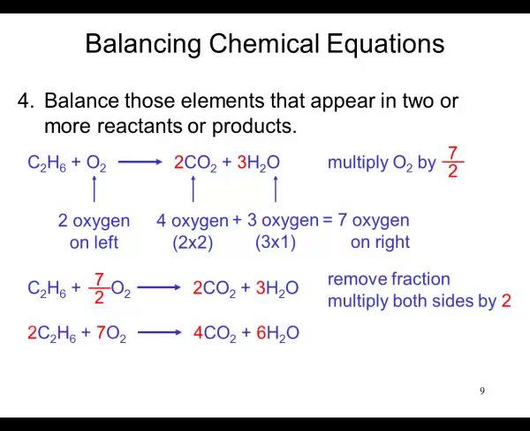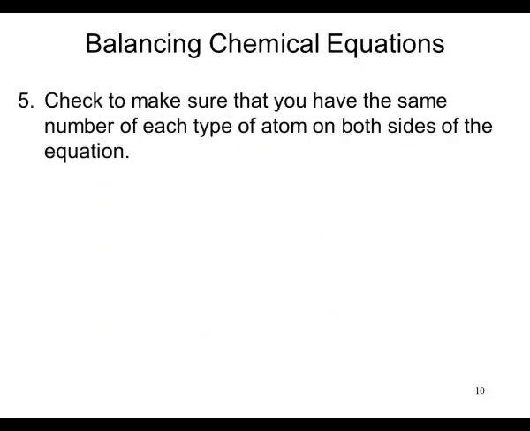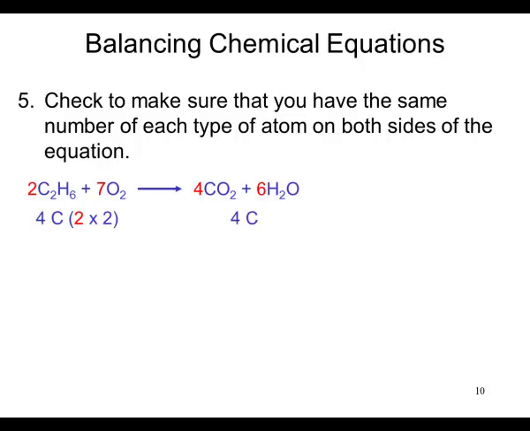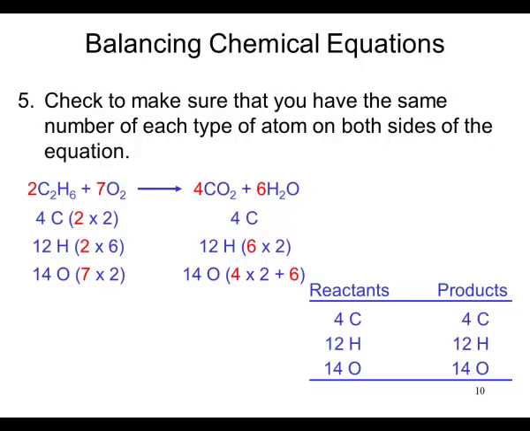We have 2 C2H6 plus 7 O2 yields 4 CO2 plus 6 H2O. We have a balanced chemical equation. To check to make sure that you have the same number of each type of atom on both sides of the equation, everything balances.